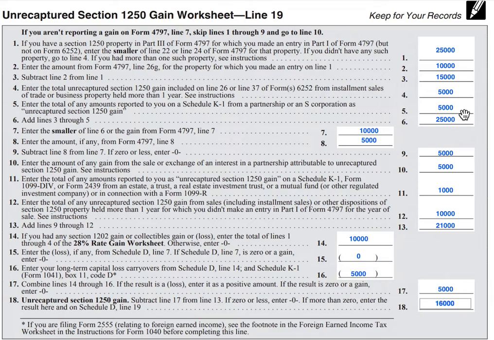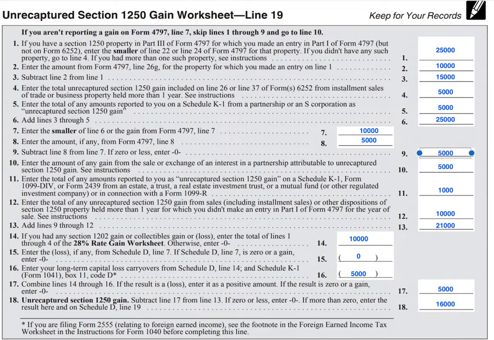In line 7, we're going to enter the smaller of either line 6 or the gain from line 7 on your Form 4797. And then in line 8, we're going to enter the amount from line 8 of your 4797. This would be the non-recaptured net Section 1231 losses from prior years. So any unrecaptured losses, you would enter those here, and then you would subtract them from the line 7 number. So we arrive at $5,000.